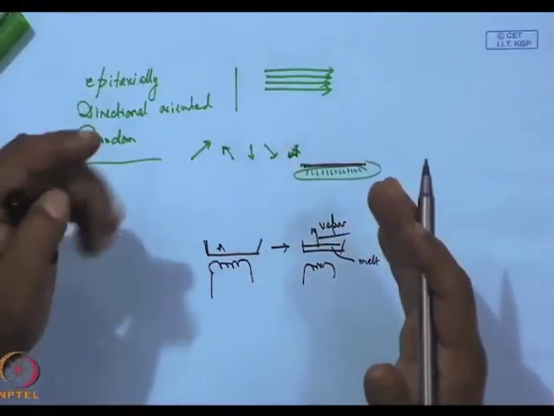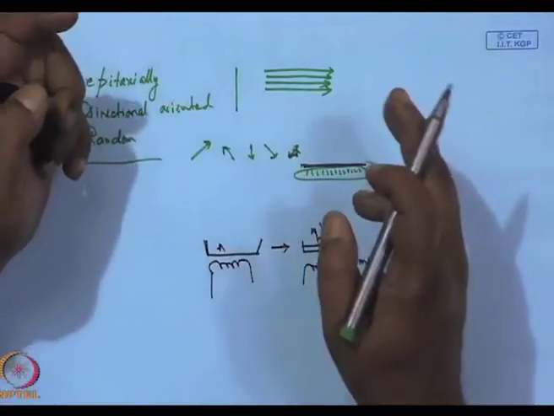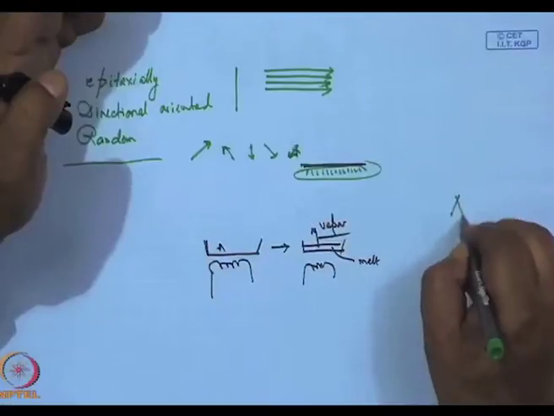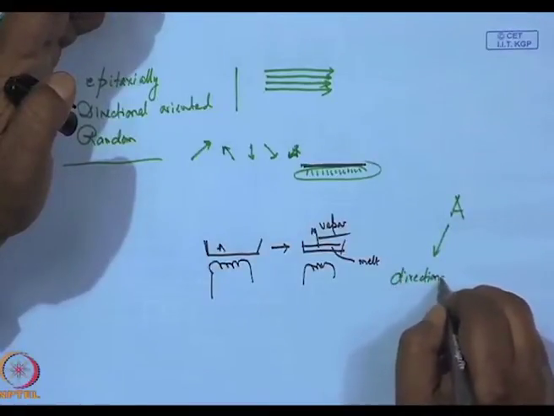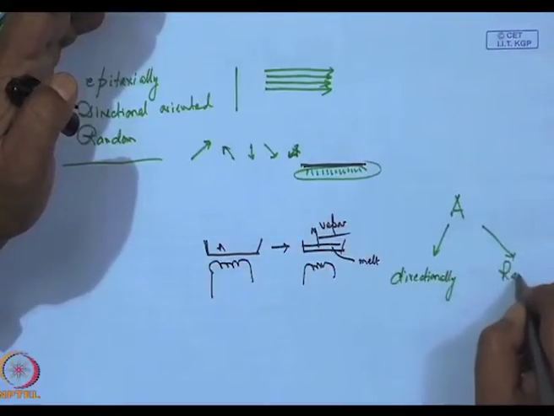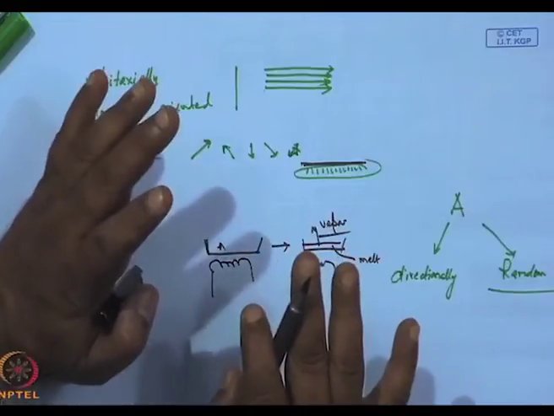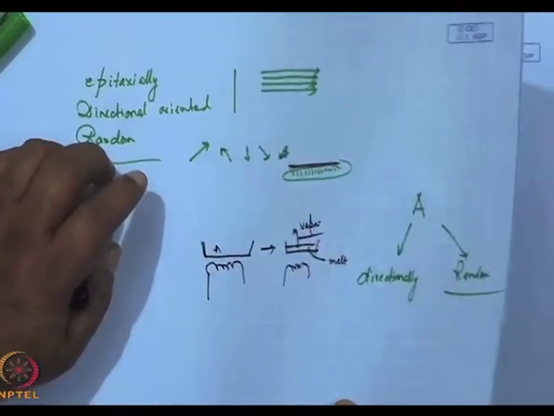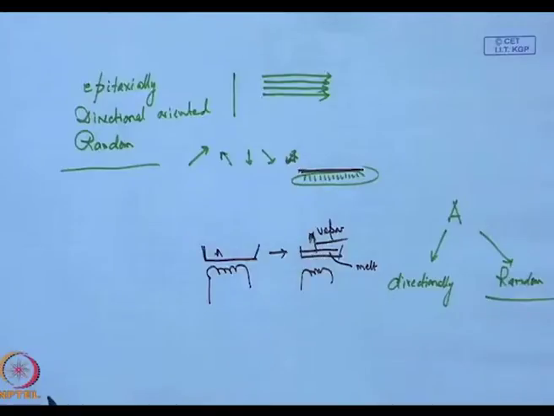Now, why are some films grown in a random fashion while some are grown in a very directionally oriented fashion? Now, the question is huge. It depends on what material. But let us say pick one material, A. Under what condition can I have it directionally oriented? And in what condition can I have it randomly grown? Same material, same substrate, everything same. Only in one case, I want all of them grown like this paper, they are all oriented. And in some other case, I want it grown very, very randomly. This depends on how this vapor reaches the surface.